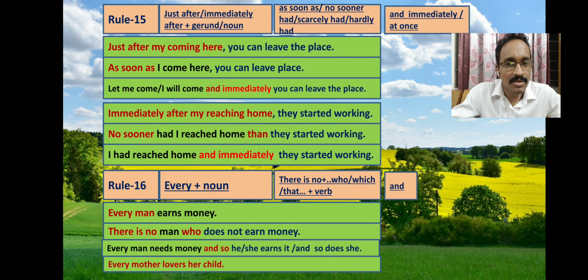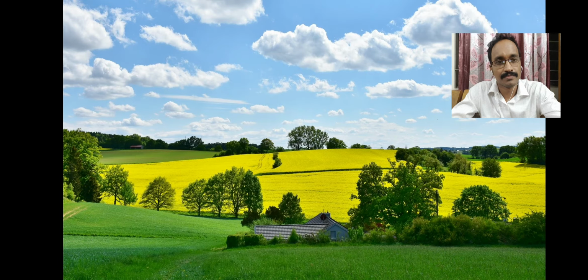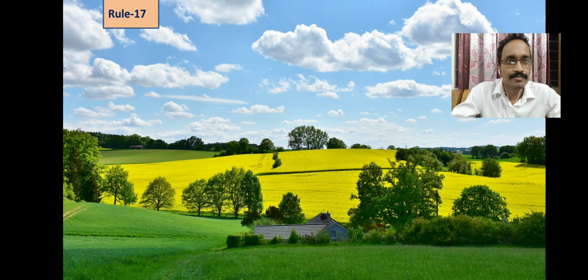See another example, this is for you. Every mother loves her child. So follow the rule and example and please try to do it in your exercise book. Now let's discuss rule 17.